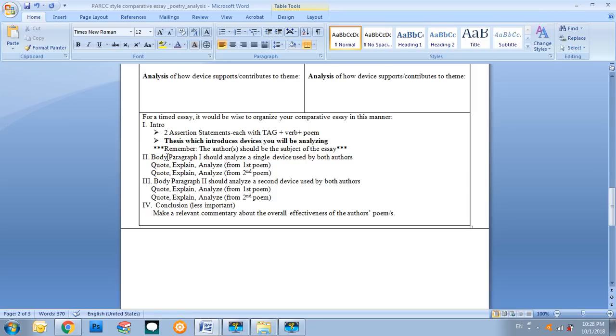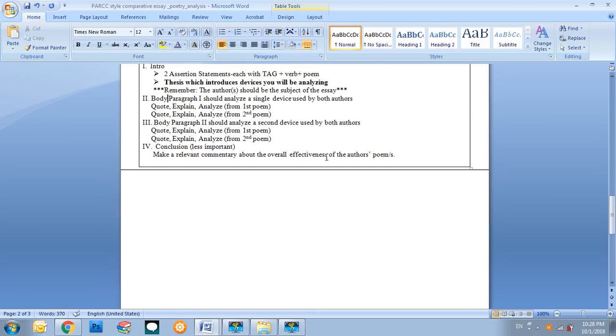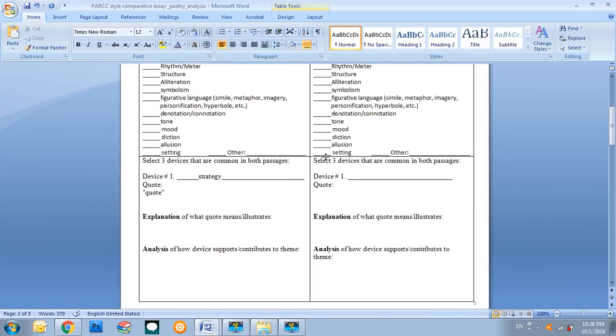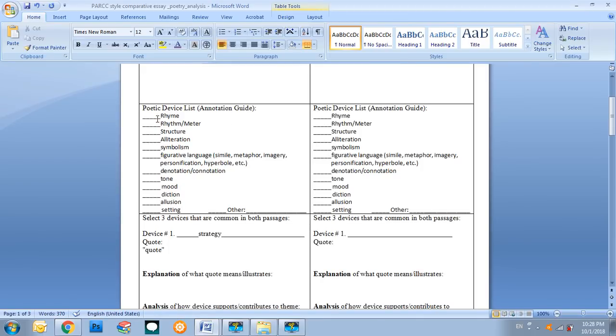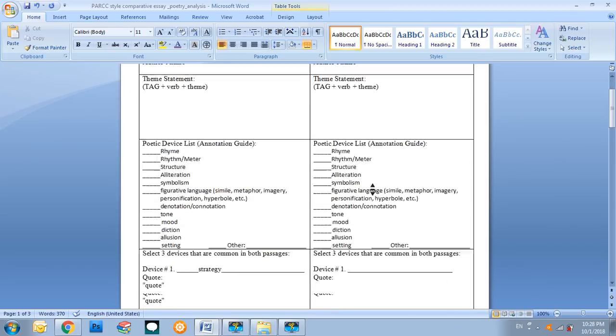And then in your body paragraphs, you would analyze a specific device. If the authors use multiple devices that are the same, which is why we have this guy here, where it shows both poems or both of the lists of literary devices for that short story or whatever. And you could see, right, if this one uses structure effectively and this one uses structure effectively, then you could write an essay analyzing how they used structure to develop their themes, right?